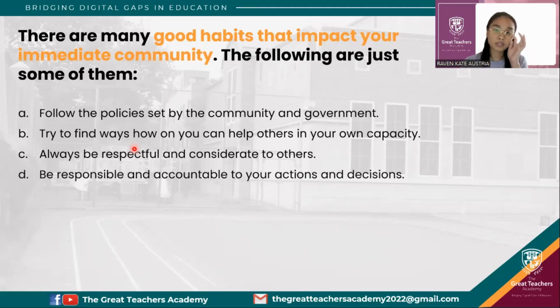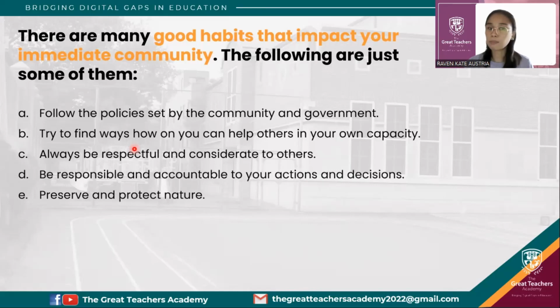Letter D, be responsible and accountable for your actions and decisions. As mentioned earlier, may mga maaapektuhan sa pwede mong gawin or sa kung paano ka mag-behave sa isang lugar o sa isang community. So you have to be responsible and accountable for those actions and decisions.